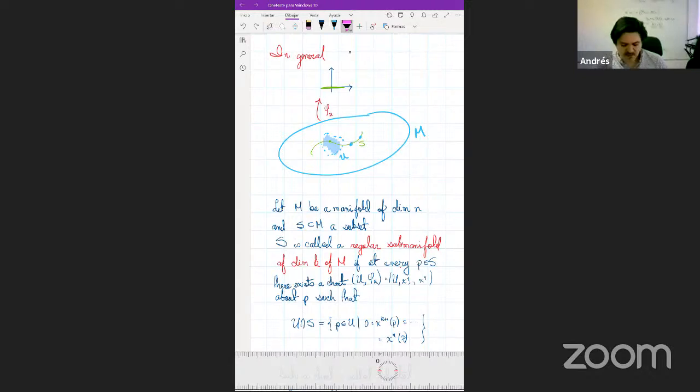Okay, so this is what we call a regular submanifold. It is a local condition. On every point of S, you can find a chart like this. If you can do that, we will call that a regular submanifold.